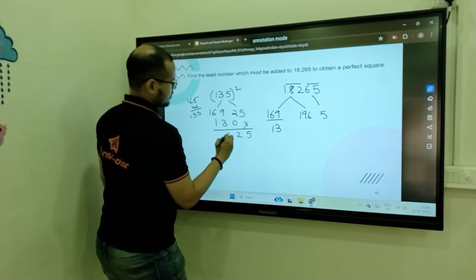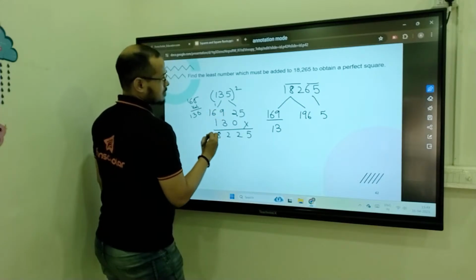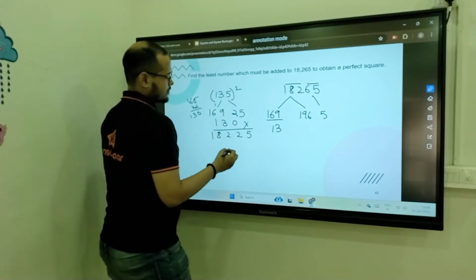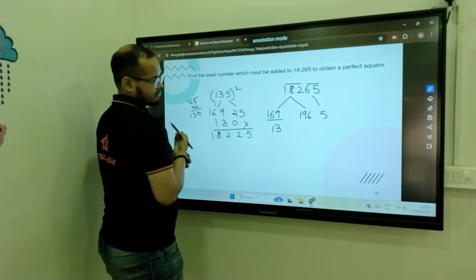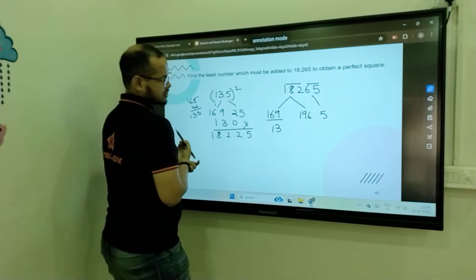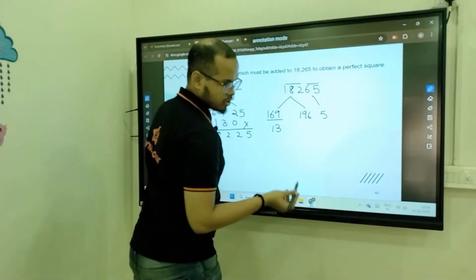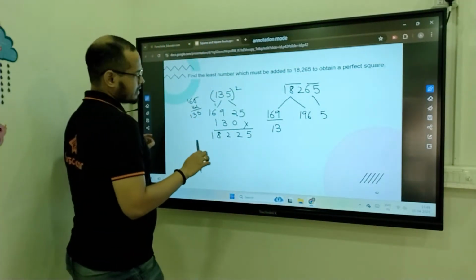135 to 12, 1678, 18225. So the closest square is 135 plus something. That is the closest to this. Now what did I do? How did I do it? I'll explain everything to you.